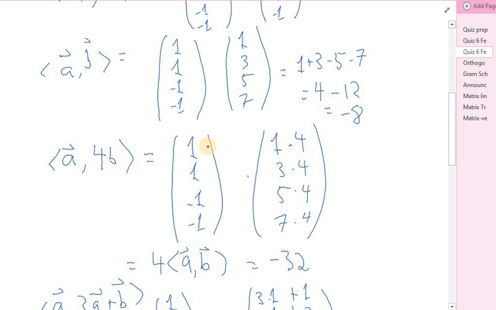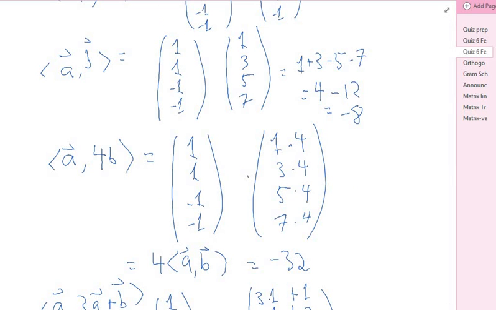In fact, I'm going to get 1 times 1 times 4, 1 times 3 times 4, minus 1 times 5 times 4, minus 1 times 7 times 4. Each component is multiplied by 4. So in fact, all I need to do to compute A with 4B is take 4 times the value of A with B, which is minus 32.